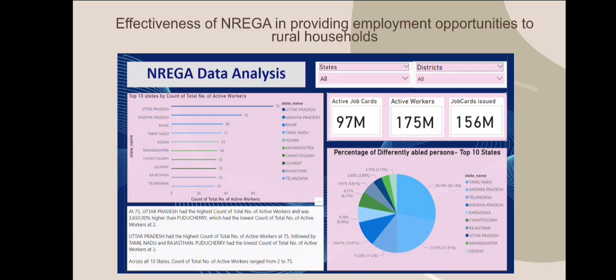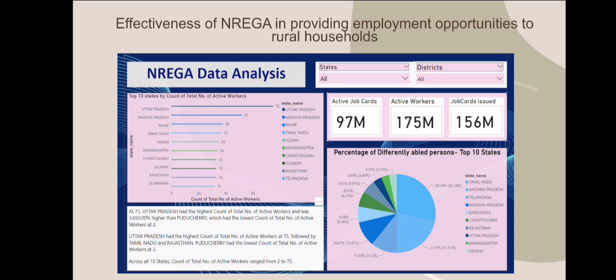So the first KPI is on effectiveness of NREGA in providing employment opportunities to the rural households. Here we can see that we have used various visuals and also the card visuals. And from the first one, that is about top 10 states by count of total number of active workers, here at 75, Uttar Pradesh had the highest count of total number of active workers and was 3650% higher than the Puducherry, which had the lowest count of total number of active workers at 2.